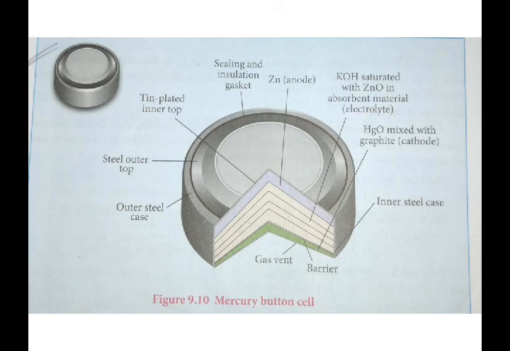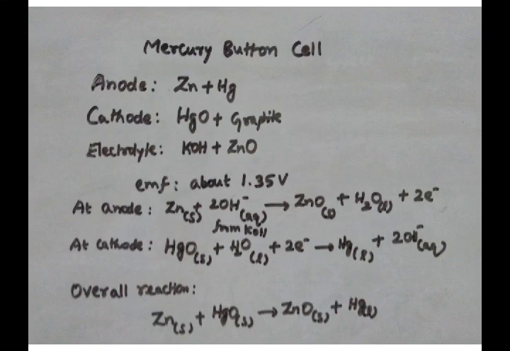This is the mercury button cell. Like the Leclanche cell, here also we are taking cathode, anode and electrolyte for generating electricity. Here what is the anode we are taking? Zinc amalgamated with mercury. In the Leclanche cell, what was the anode we took? Zinc container alone. It is not amalgamated. So while reading these concepts, compare and read so that it is very easy for you.